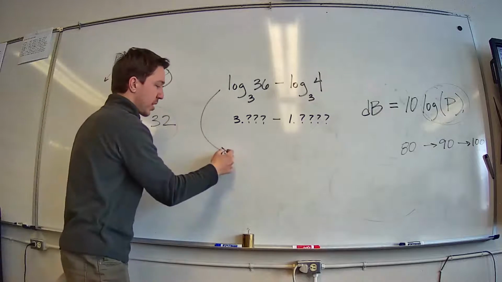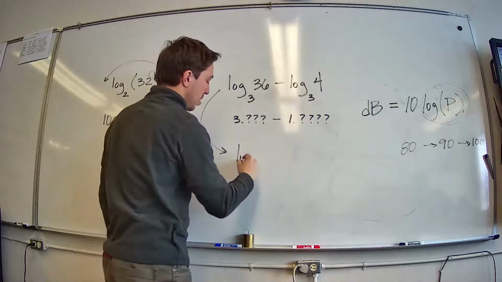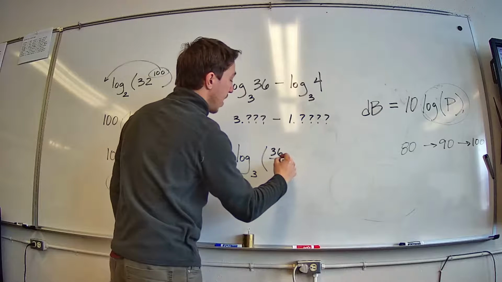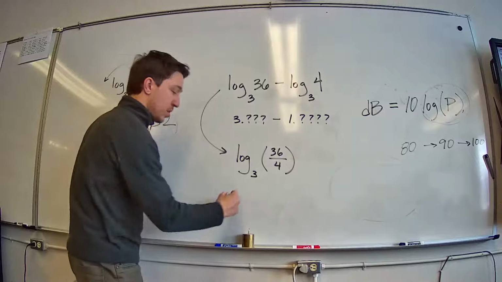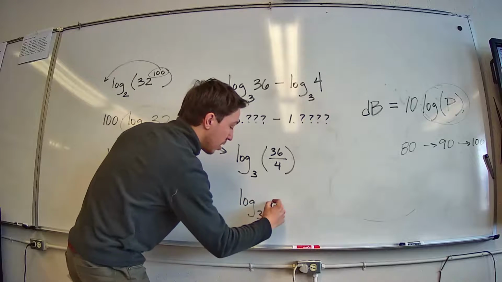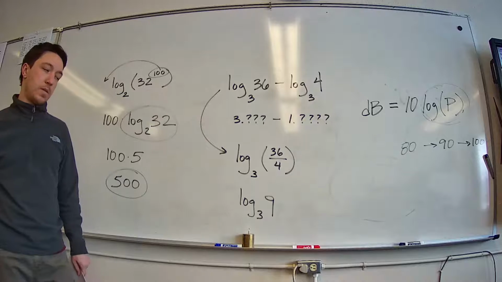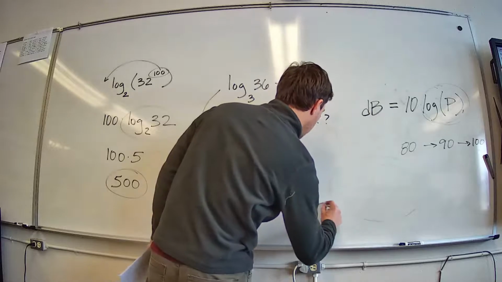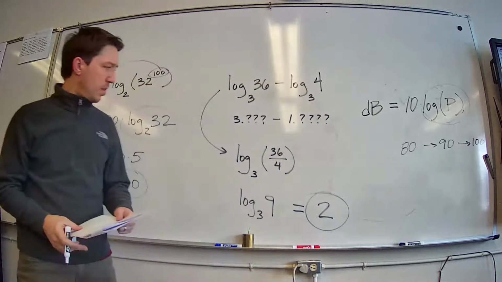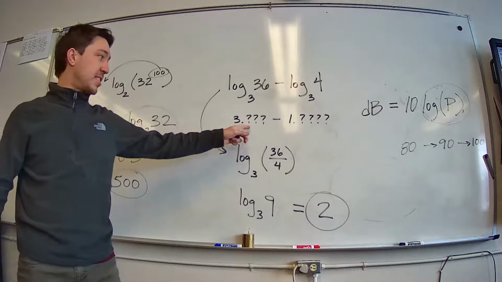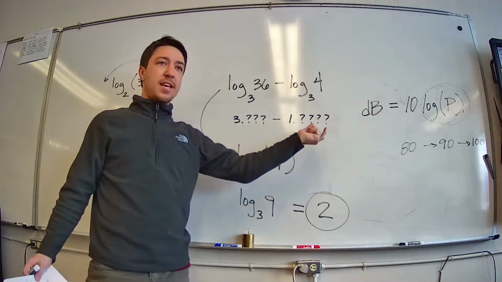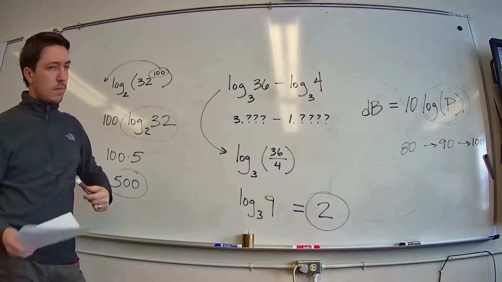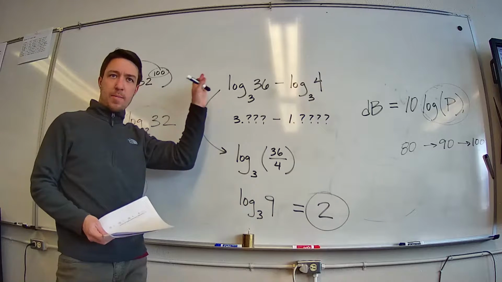Here's where we're going to use our log properties. What can I do when I have a log minus a log? Use division, right? This is log base 3 of 36 divided by 4. So what's the answer? 2. It's kind of weird, right? So it turns out that these decimals must have been the exact same sequence of numbers in hindsight. So you understand? Does that make sense how you're using the log properties?